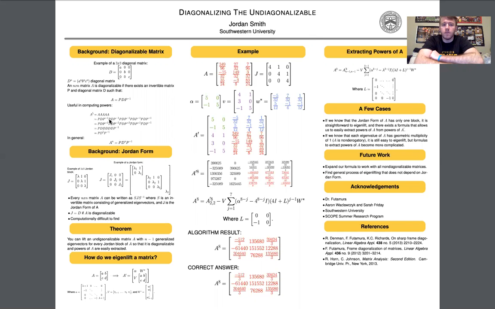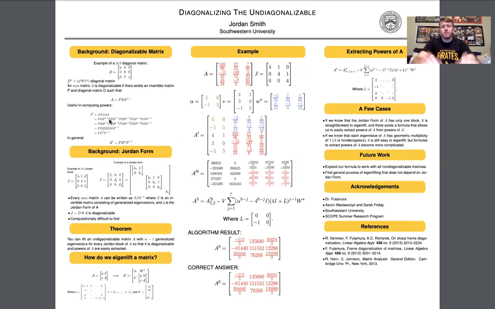But the question that then arises from that is, what do we do to find powers of matrices that aren't diagonalizable? We call those matrices defective. So how do we easily find powers of A if A is defective? That's the question that we're working with in this whole research project.